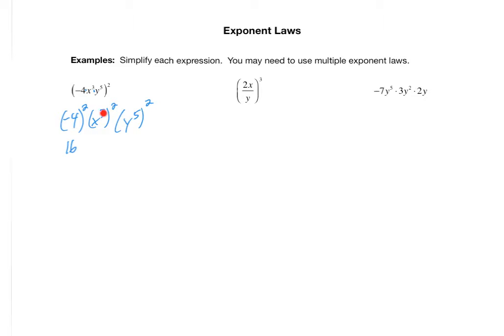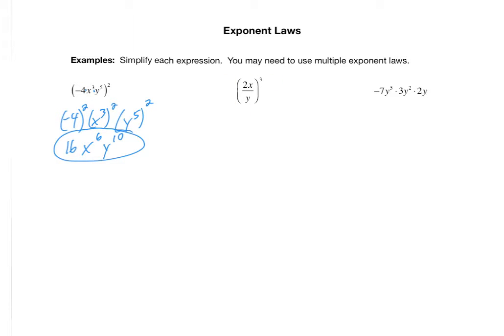But whenever you raise a power to a power, that exponent law says that we need to multiply the two exponents. And we get x to the 6th power here and y to the 10th power. This is the simplified version of this expression right here. And we use two of the laws to get there. Let's take a look at this one.